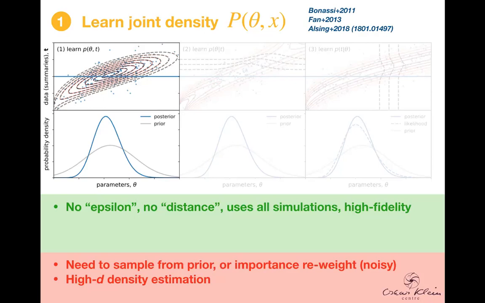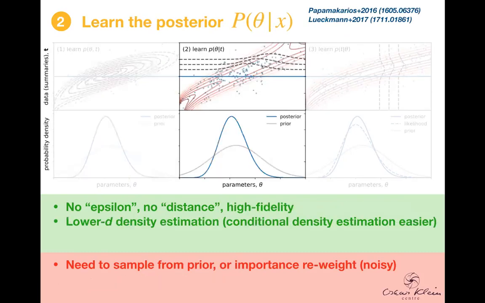And doing it this way, where you fit the joint, you either need to draw parameters from your prior, or you need to importance reweight if you want to adapt your proposal density, which makes for extra noise in the density estimation step. So how can we improve this? The next most obvious thing to do is to do conditional density estimation and learn the posterior as a function of the summaries.